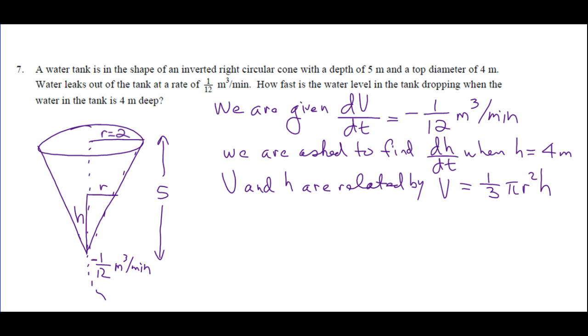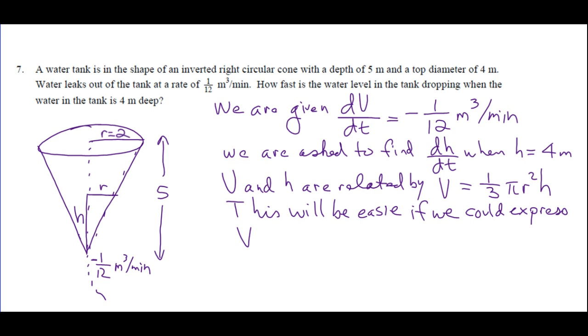This would be easier if we can express this solely in terms of H, right? Because then we just do the derivative of both sides. We'll get a dH by dt. We won't have a dr by dt in there, which we don't know. And, okay, so this will be easier if we could express V as a function of H alone.